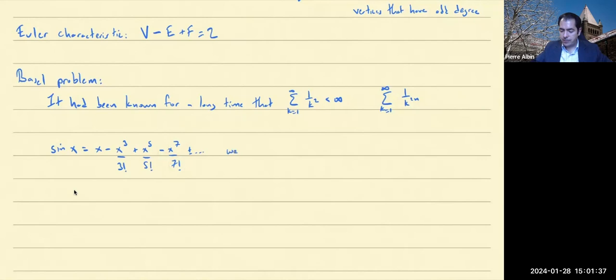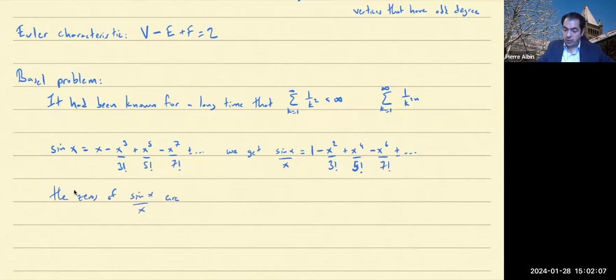If I divide by x, right, then sine of x over x, I get 1 minus x squared over 3 factorial plus x to the 4th over 5 factorial minus x to the 6th over 7 factorial, and so on. Okay, now when does sine of x vanish? So the zeros of sine x over x are, well, plus or minus pi, plus or minus 2 pi, plus or minus 3 pi, and so on.